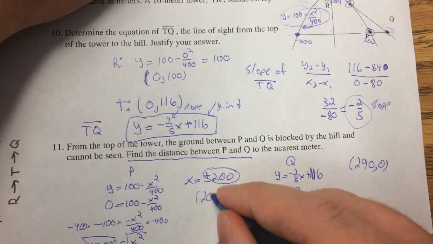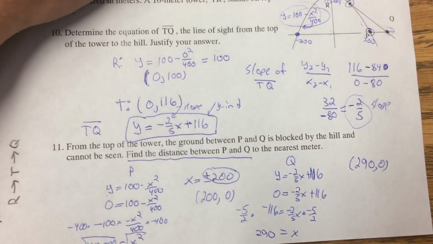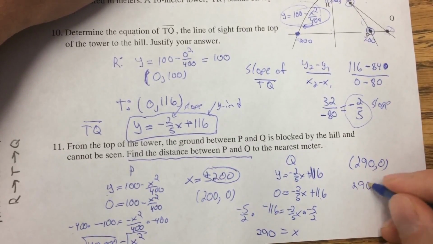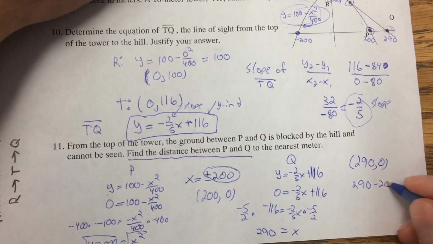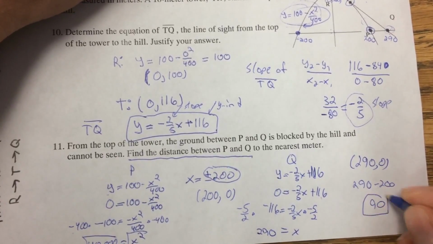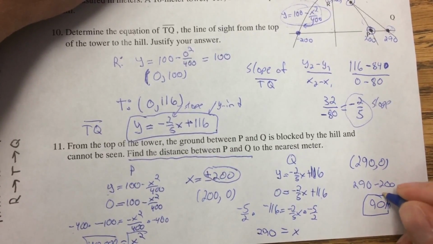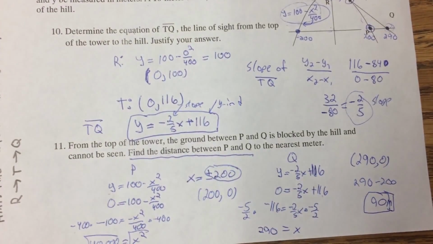Point P was at 200, 0. And so the distance between them is 290 minus 200, which is 90. So 90 meters. I guess we should use units since it asks for a distance.